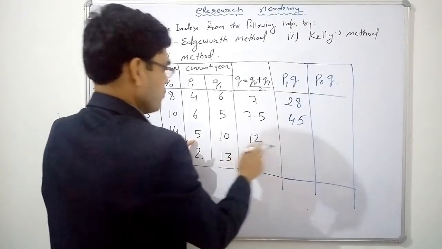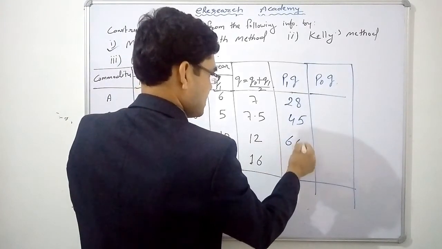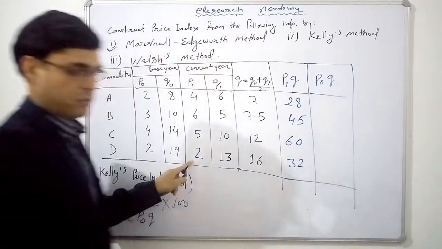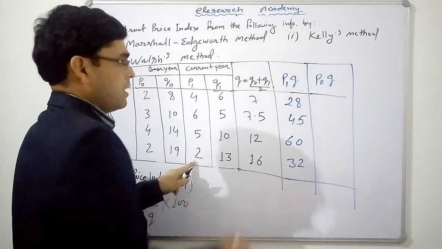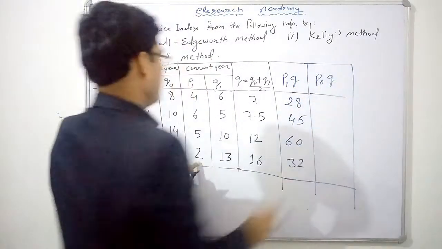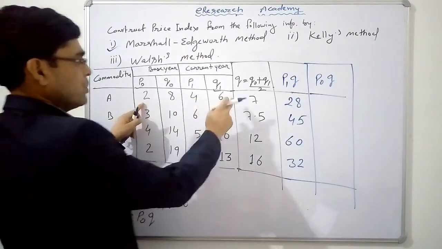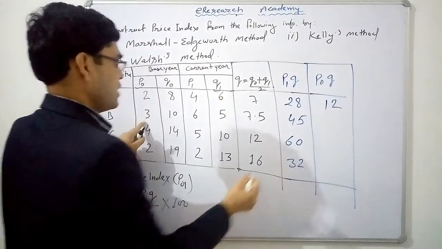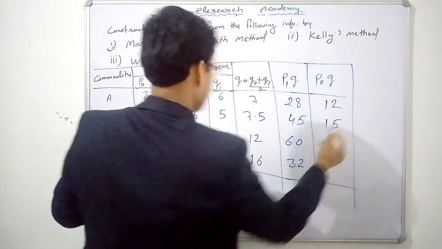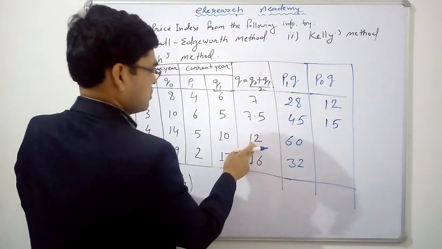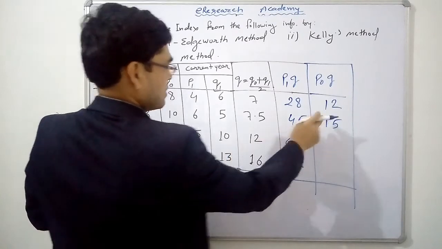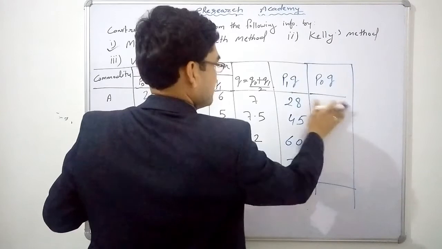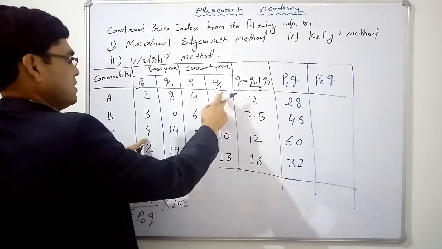9, next 5 into 12, that is 60. 2 into 16, it will be 32, right? Okay. Next, P0Q. P0 is 2, Q is 6, 2 into 6, it is 12, 3 into 5, 15, 4 into, sorry, it's wrong. We have to multiply it with Q here, this column, not this.